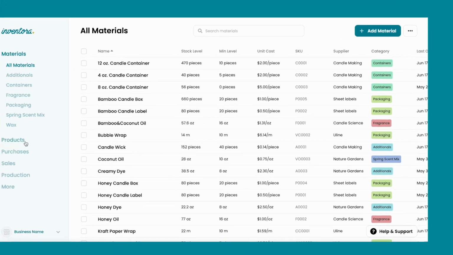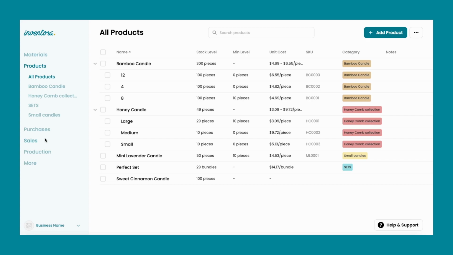Before doing your bundle, you have to take note that the stock level of the bundle can only be as much as the lowest product in stock. So for example, I'm going to be including the honey candle large for this bundle. And we're seeing that the stock level of this product is 29 pieces. Therefore, this bundle can only have an availability of 29 before this bundle cannot be fulfilled anymore.